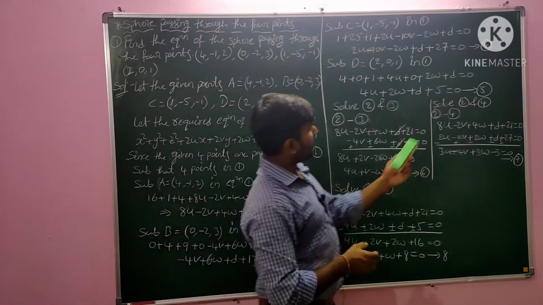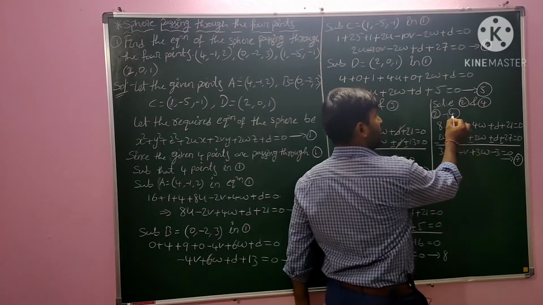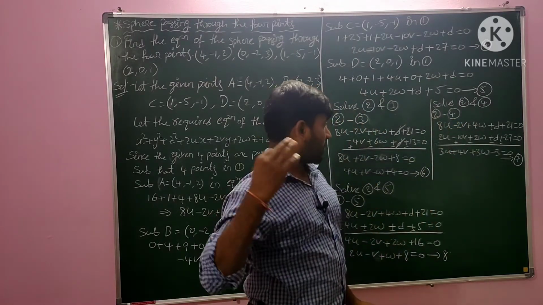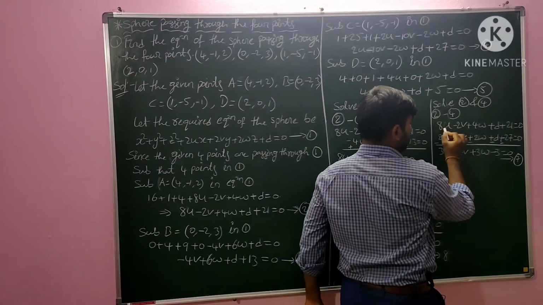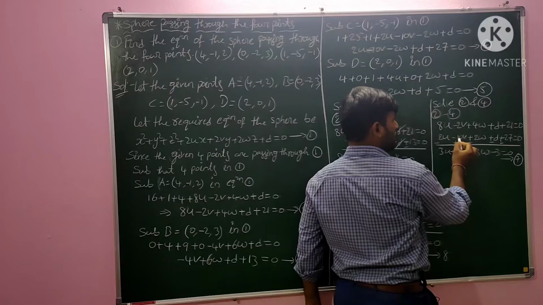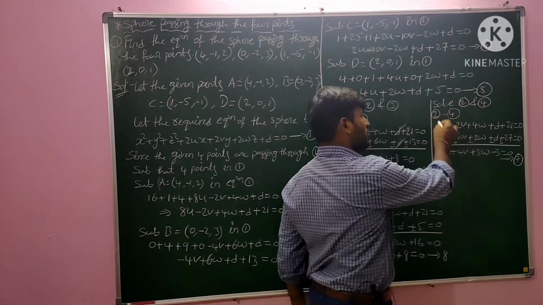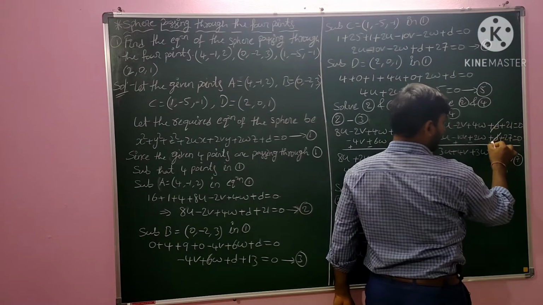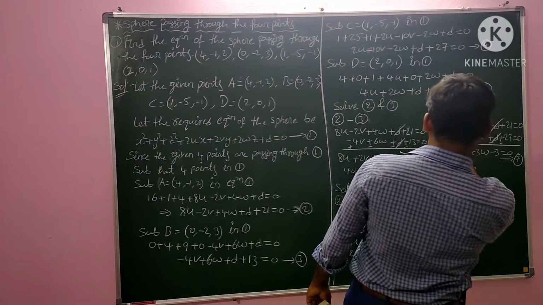Next, solve equations 2 and 4, that is 2 minus 4. Subtract the fourth equation from the second equation and cancel the d term. The second equation is 8u minus 2v plus 4w plus d plus 21 equal to 0, and the fourth equation is 2u minus 10v plus 2w plus d plus 27 equal to 0. We are subtracting the fourth equation from the second, so change the signs. Here d gets cancelled.